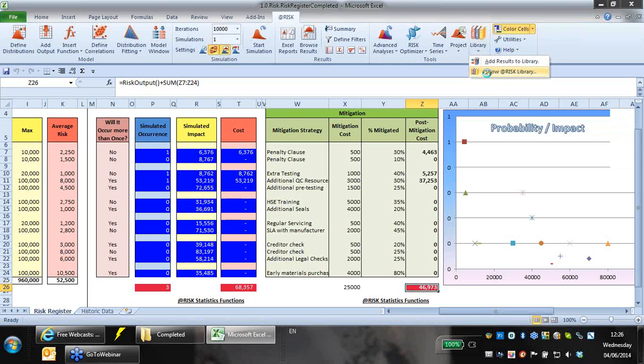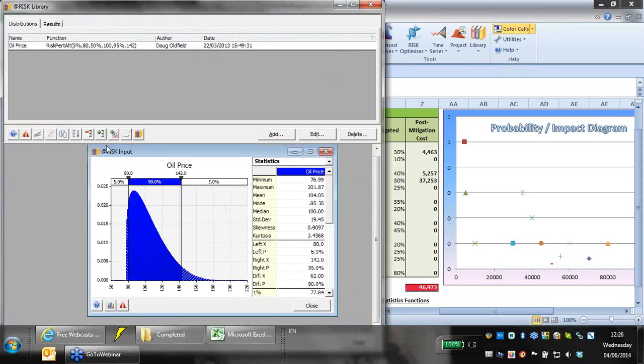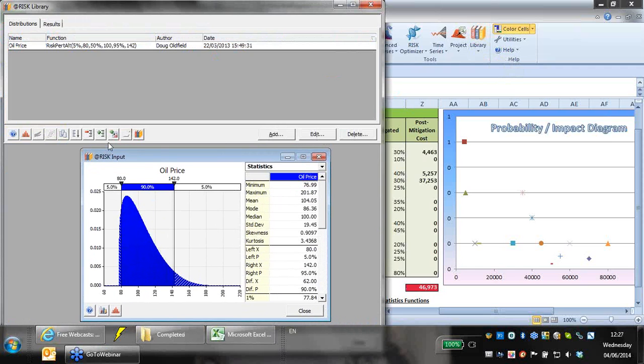At-risk library. This is just a way of being able to standardize inputs across an organization. So let's say there's lots of people at an organization. Let's say you've got 10 analysts all working on different models, all of which have got oil prices and inputs. Rather than having 10 different views on oil price, the at-risk library is basically a way of centralizing this.